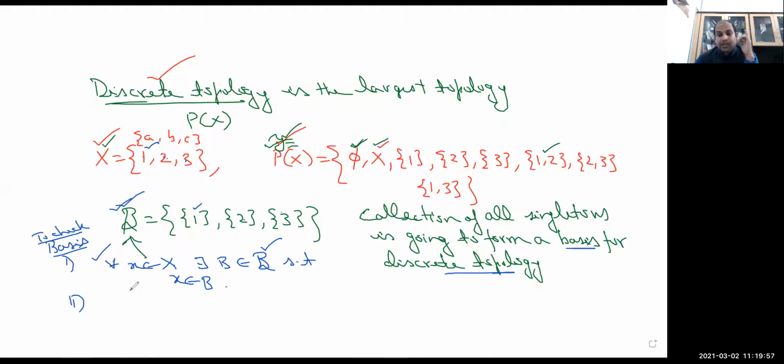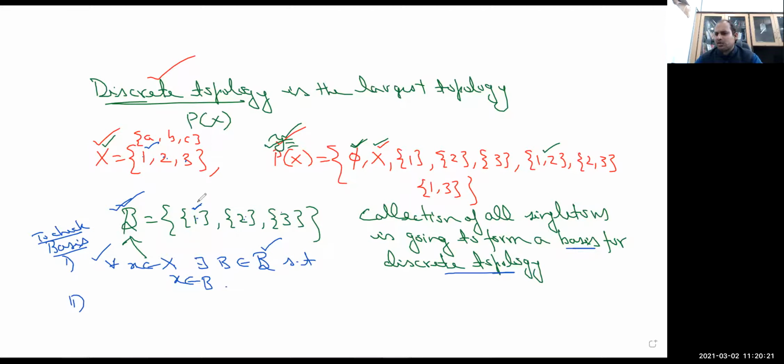Second, if there exists some B1, B2 containing X, if there are more than 2 members containing a particular element, then there must exist a B3. So here there are no open sets, no members from this, which, see, singleton 1 contains 1 only. So there are no 2 members B1, B2 which contain the same X.